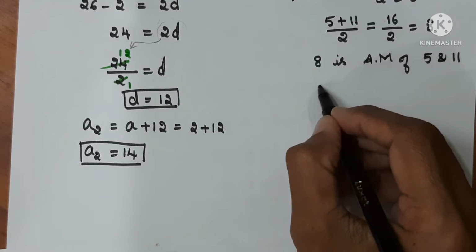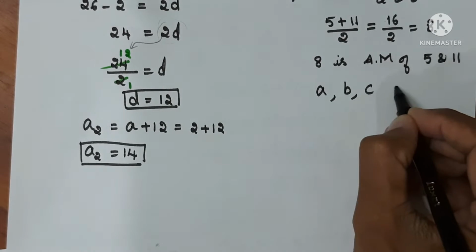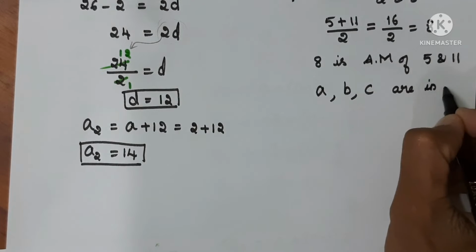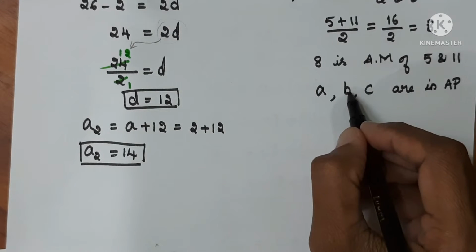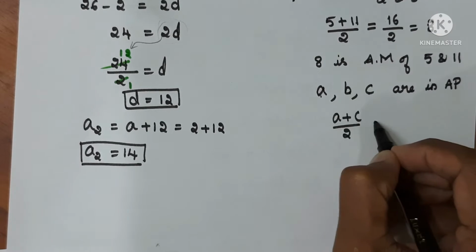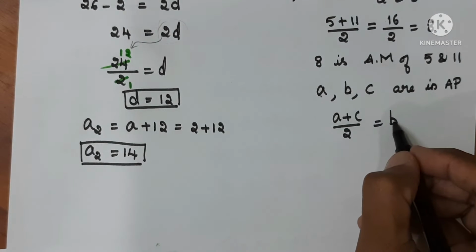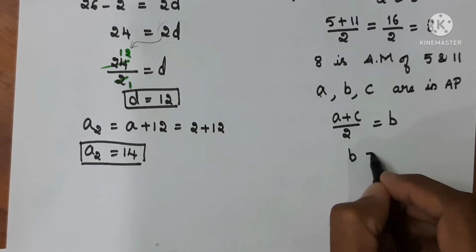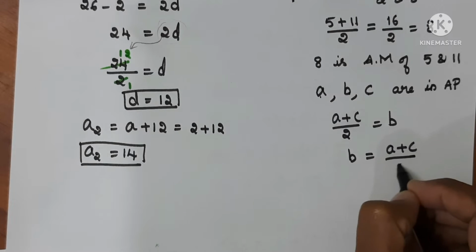In general, if A, B, C are in AP, arithmetic progression, then if you want B, you have to add A plus C by 2, and we get the arithmetic mean formula. So we can find B equal to A plus C by 2.